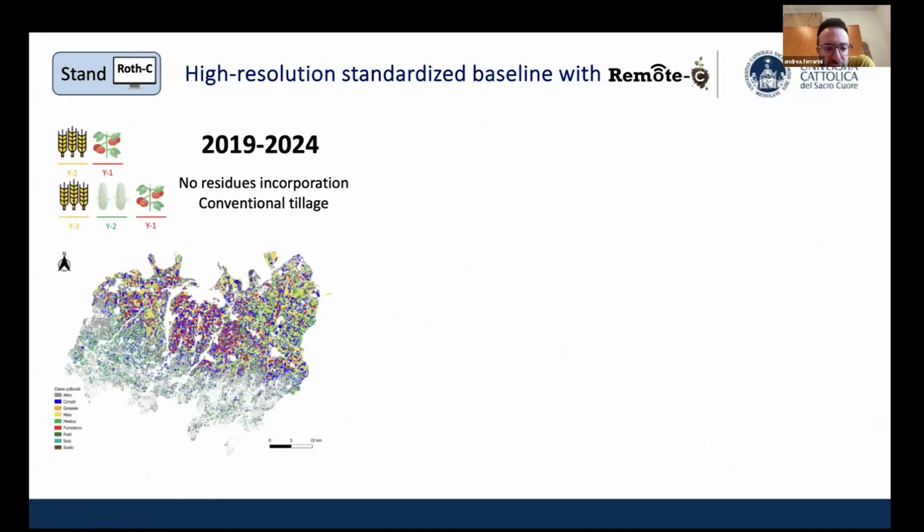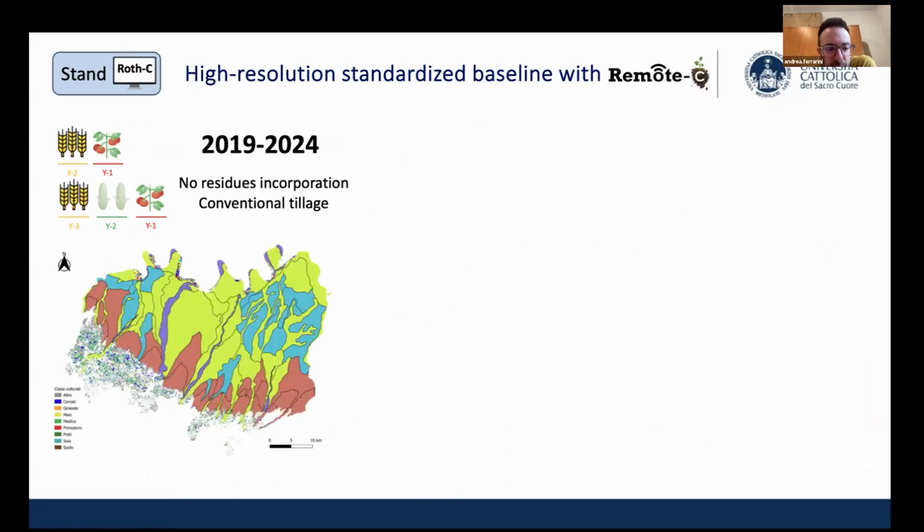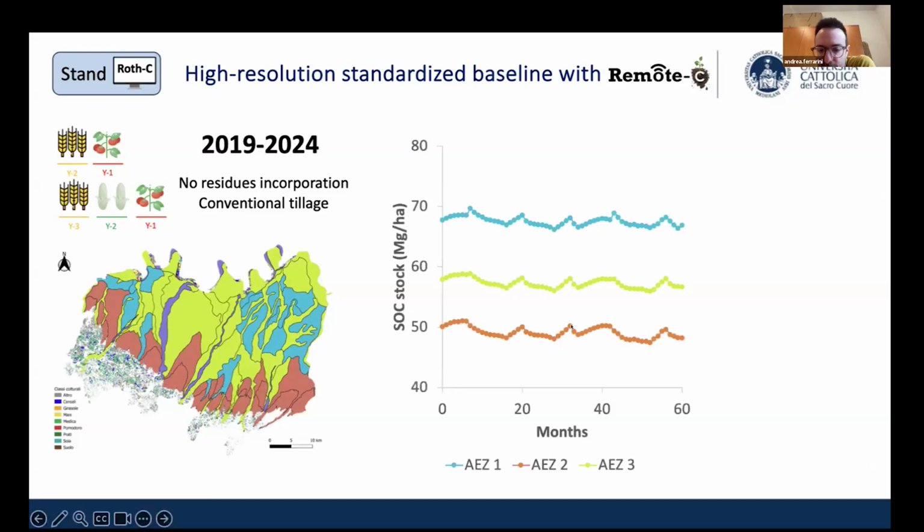Here is an example done for our province, Piacenza. These are the two main crop rotations: wheat and tomato, and wheat, maize, and tomato. We identified all the crops in rotation thanks to the LPIS data. And then these are the conventional practices, so no residue incorporation and conventional tillage. For the last 5 years, for the main 3 soil types, we have this simulated, standardized baseline.